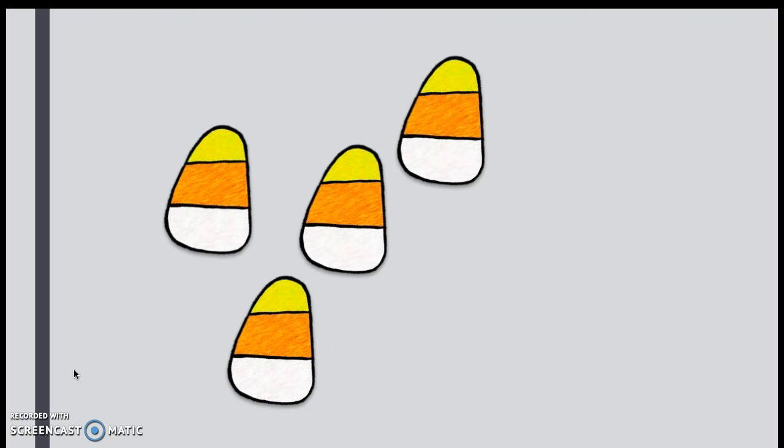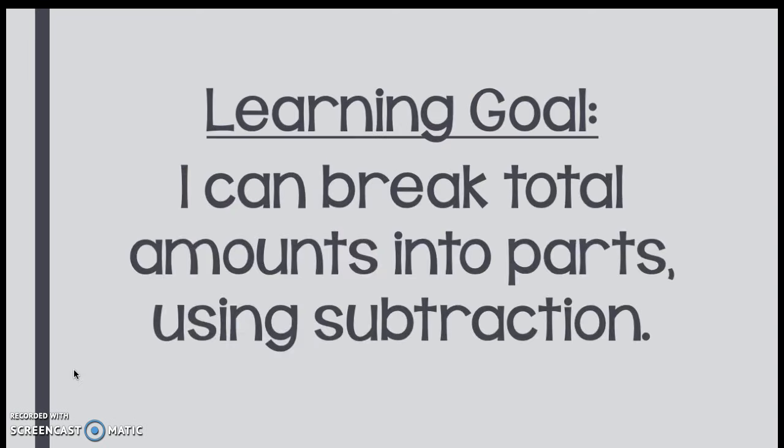And I was like, what am I going to do? But you know what? This is actually perfect because it goes along with our math lesson for today. Our lesson for today says, I can break total amounts into parts using subtraction. Well, let's see, total amounts and parts. Oh, that makes me think of number bonds. We're going to use a number bond with subtraction? I wonder how that's going to work.